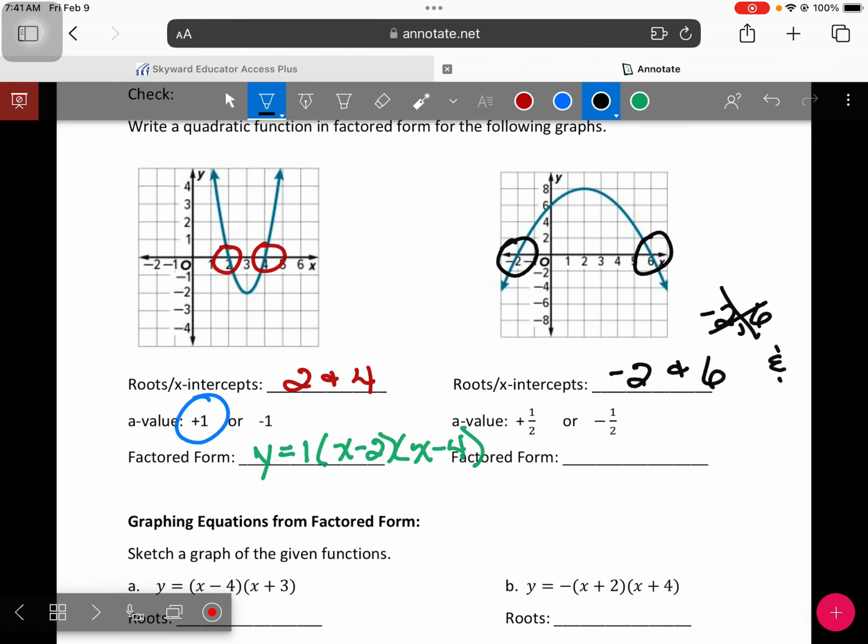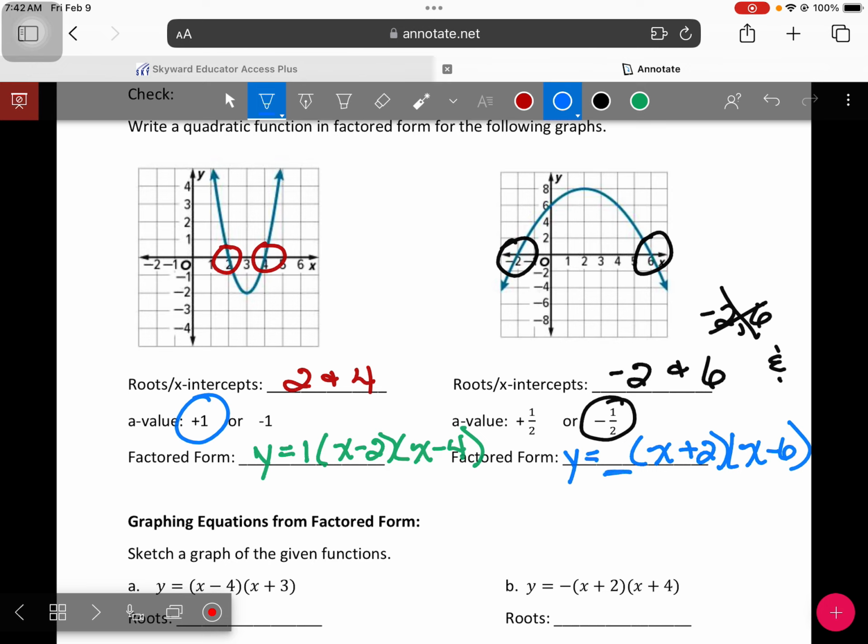My A value, is it +1/2 or -1/2? Negative. And how do we know this? Opening downward. All right, here it is for all the marbles. Factored form. Justice, what do you think? Y equals x plus 2 and x minus 6. Anything else? What about the A?